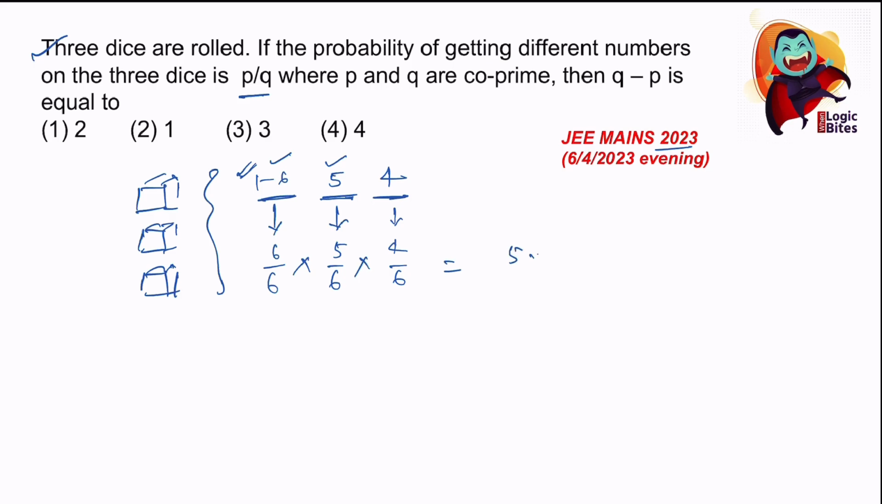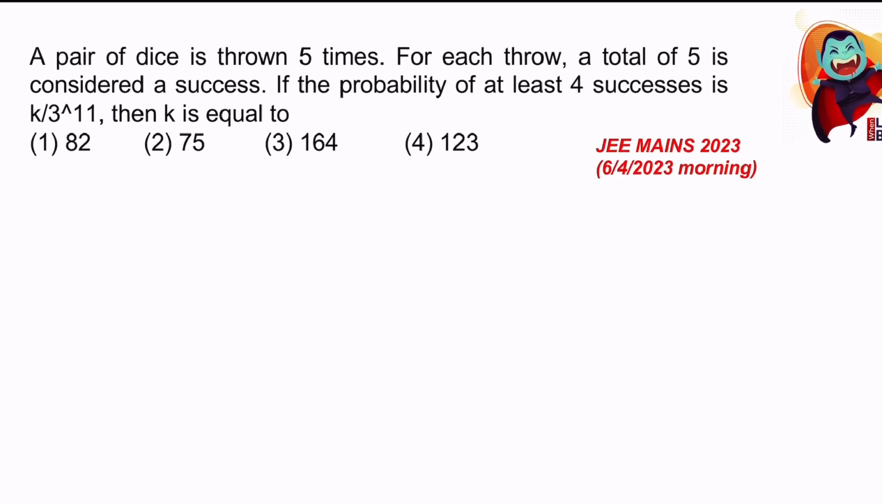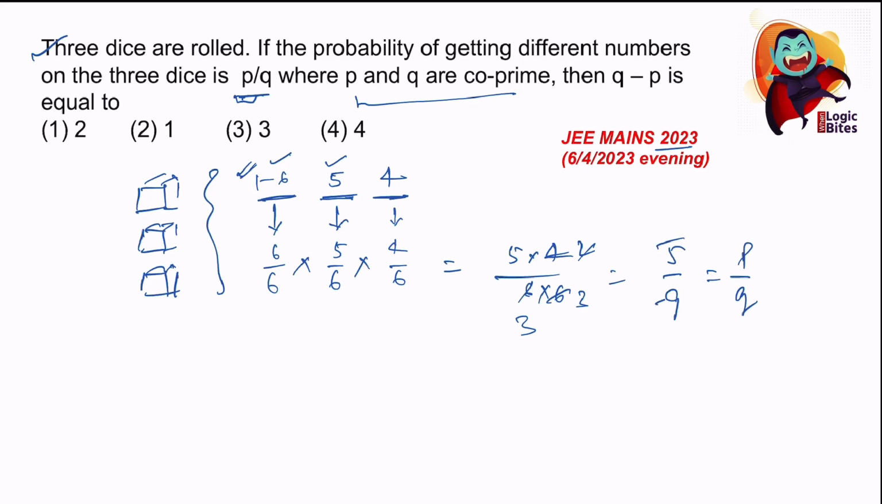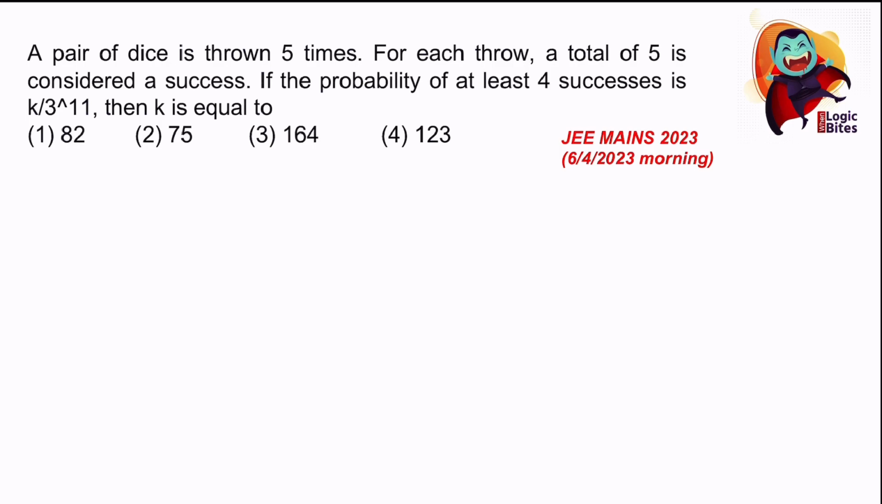It can be solved: 6 into 5 into 4 divided by 6 into 6 into 6, so 5 into 4 divided by 6 into 6. So 2 into 2 can be simplified, giving 5 by 9. Now it says this probability is P by Q, and also P and Q are co-primes. So we can see these numbers are co-primes. What it asks is Q minus P. So Q minus P is equal to 9 minus 5, which is equal to 4. So that's our answer. Now let's move to the next question.